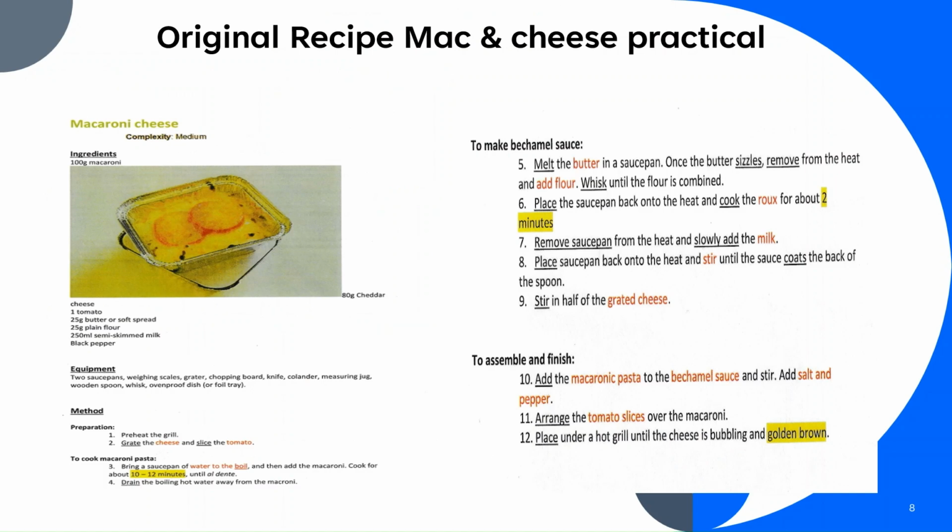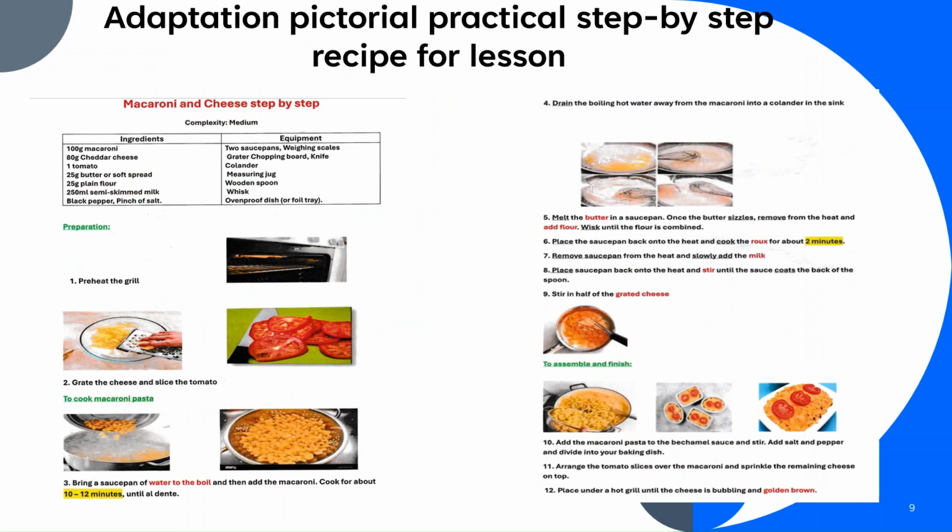This is an original recipe which was for my practical food lesson. I have adapted this recipe in a step by step pictorial format to help SCN students to be more confident in cooking and completing the final product. The task breaks down complex activities, essential for clarity and pacing.